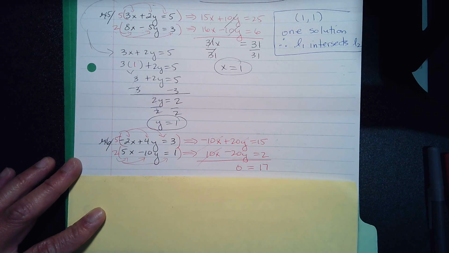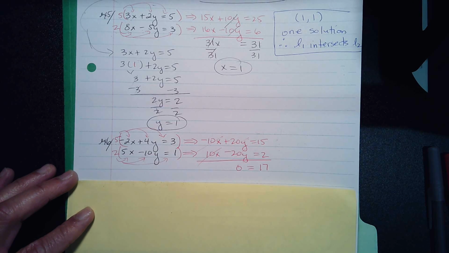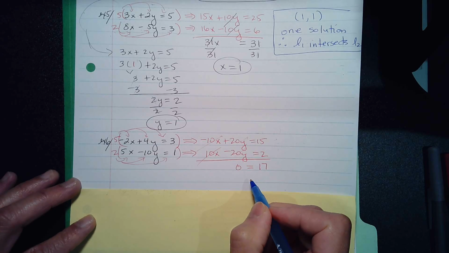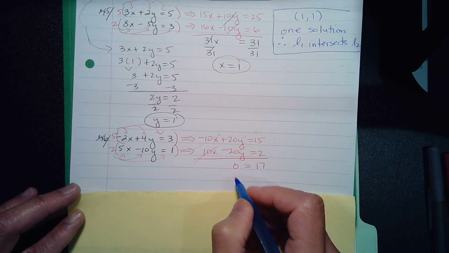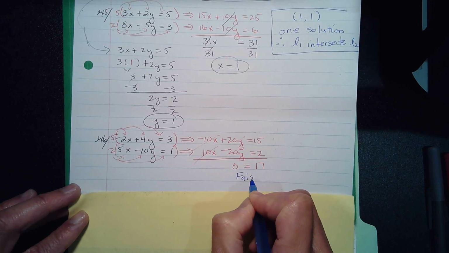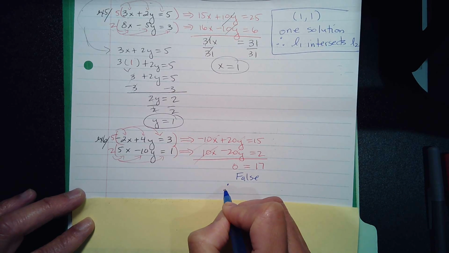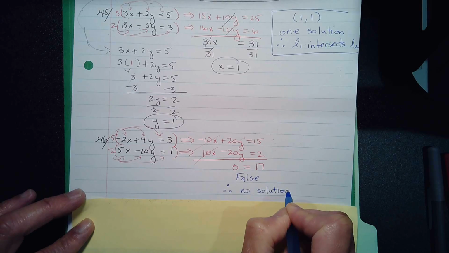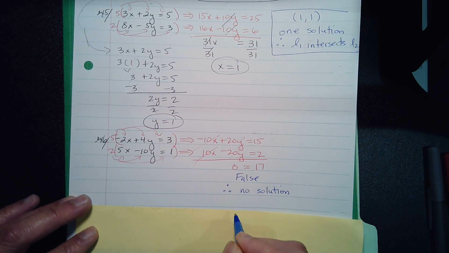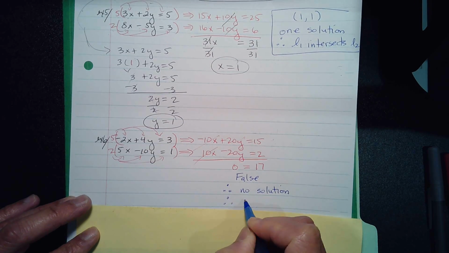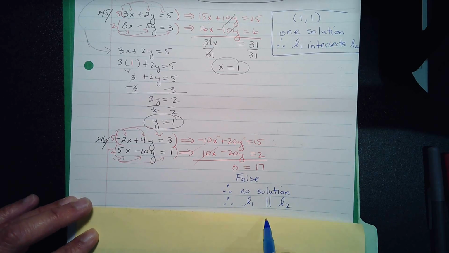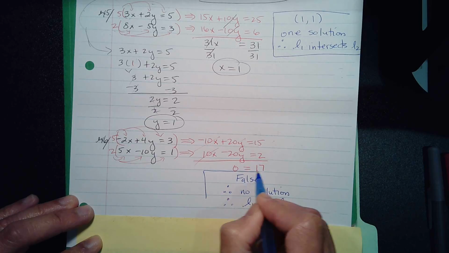So again, from here, we don't have any more variables. So we have to state, is this true or false? This is false. So if this is false, my conclusion is no solution. That means the lines are going to be parallel because they do not intersect. Therefore, L1 is parallel to L2. Remember, this symbol means parallel.